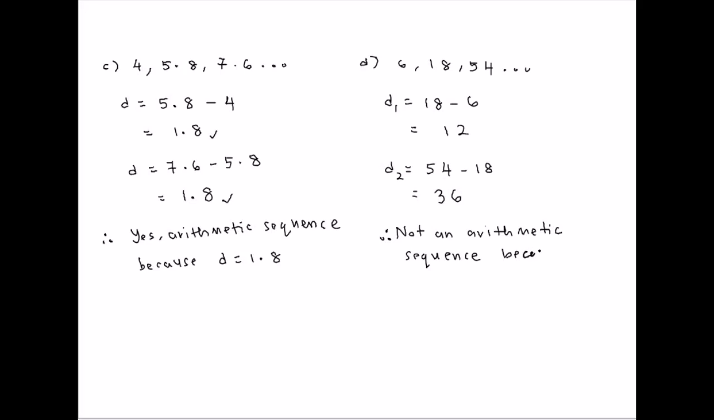Because there is no common difference, or D1 does not equal D2. So for the previous example, if we name the first D as D1 and the second D as D2, we can also make a conclusion because D1 equals D2.